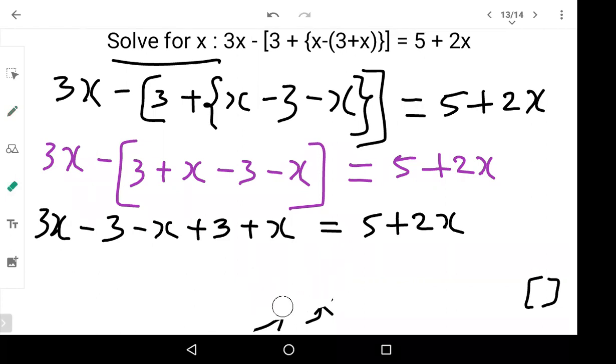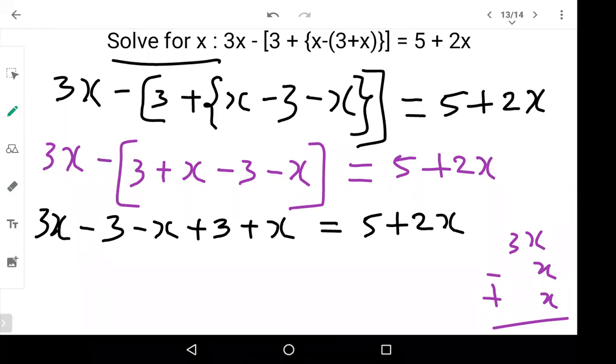Understood? So we have removed all the brackets. Now what is left is only simplification. Now for simplification, let us take all the x to one side. So 3x minus x plus x. How much do you get? You will be left out with 3x again. Okay. 3x minus x is 2x. 2x plus 1x is 3x. So we come back to 3x form.